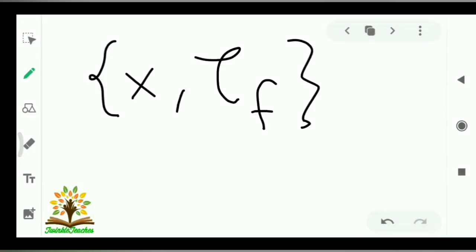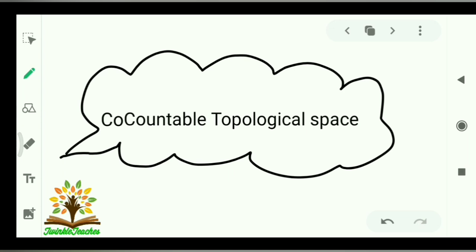So eventually what we get, the set X together with the co-finite topology is known as co-finite topological space, which is also known as finite complement topology. And here I am not going to follow the process to verify all three basic properties. You can check it on your own as an exercise. So let's come to the next, co-countable topological space.